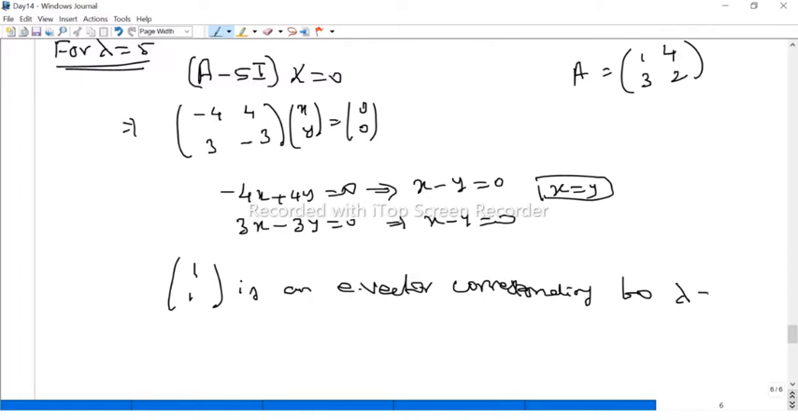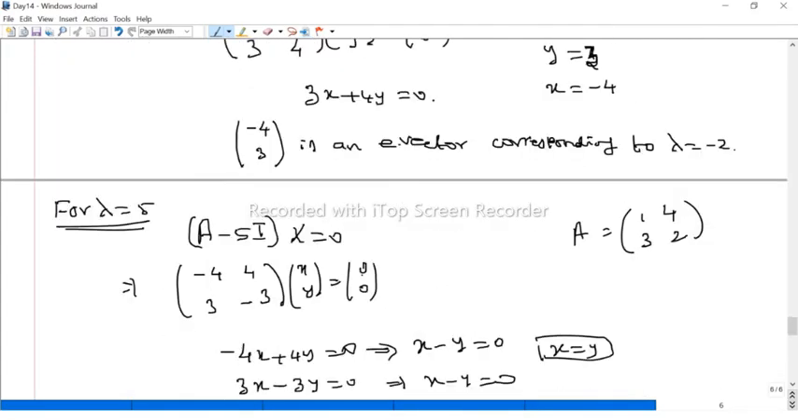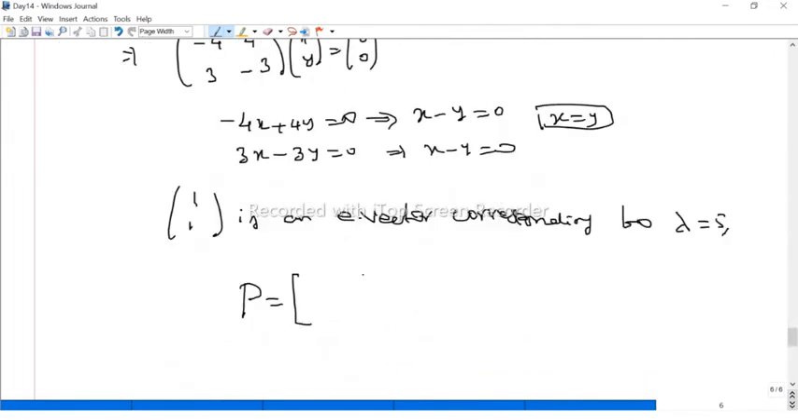lambda equal to 5. Now once you find the eigenvectors, you have to form the invertible matrix P. It's nothing but writing the eigenvectors as columns. For lambda equal to minus 2, we get minus 4, 3; you take that here. So minus 4, 3 is the eigenvector. Now for lambda equal to 5, you get 1, 1. So this is our matrix P.